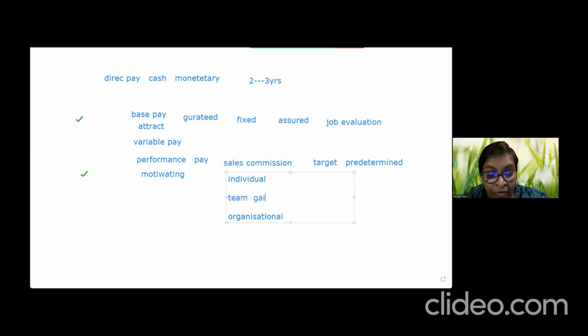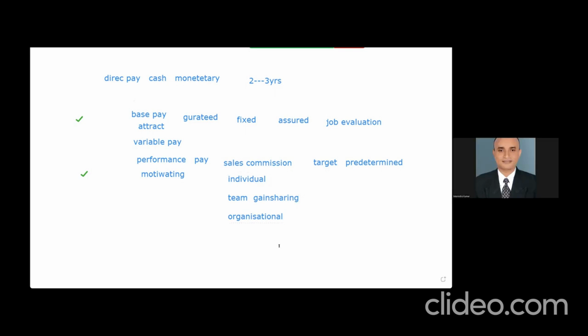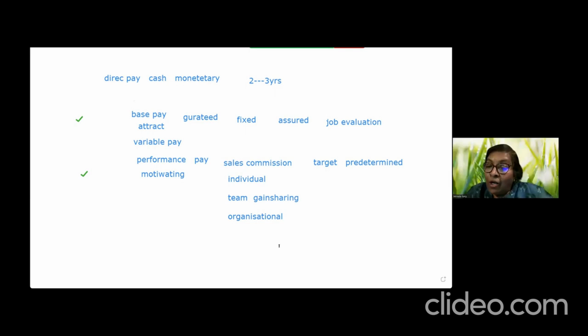When you talk about a team, there could be things like, in manufacturing, I'm sure everybody has heard of it, gain sharing. Who works in a manufacturing organization here? Have you heard of this term called gain sharing? Anybody? No idea? Okay. Gain sharing is a variable pay which pertains typically to a team.